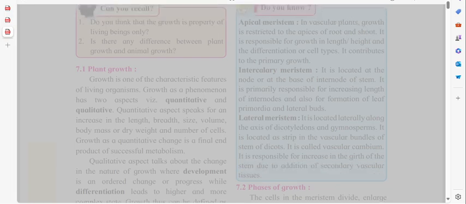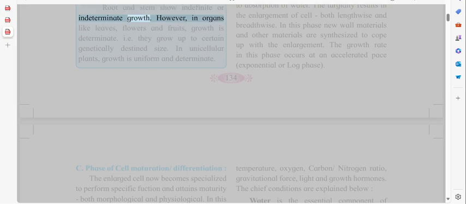Do you know? Root and stem show indefinite or indeterminate growth. However, in organs like leaves, flowers and fruits, growth is determinate, i.e. they grow up to a certain genetically destined size. In unicellular plants, growth is uniform and determinate.